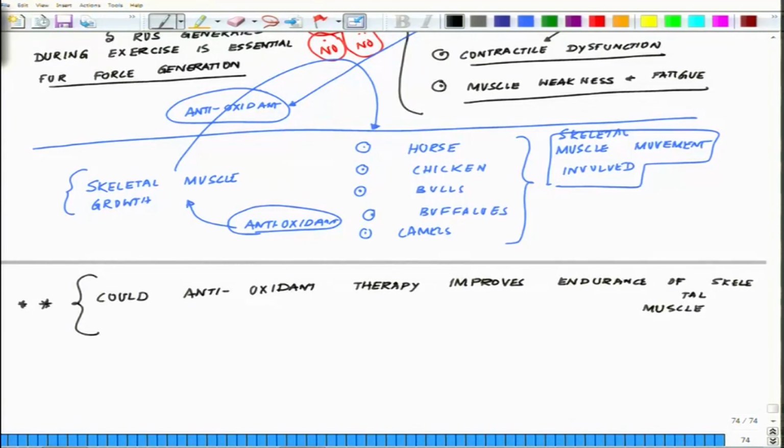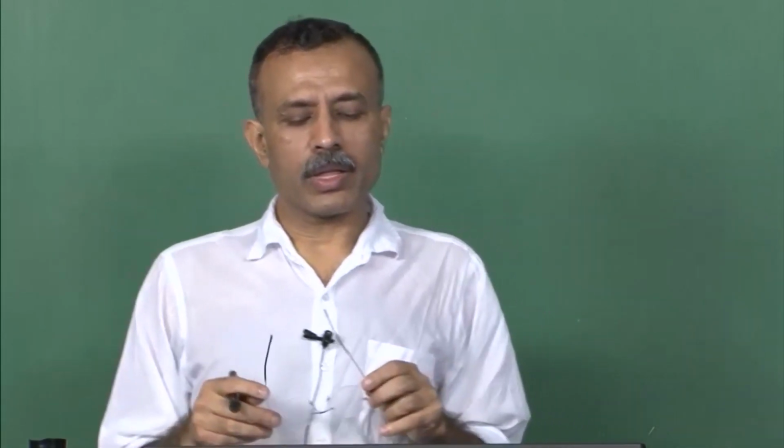And this is the aspect I wanted to highlight now: what are the results and where we are heading. So, I will close in here. In the next class, we will talk about antioxidant therapy and how it affects skeletal muscle physiology.